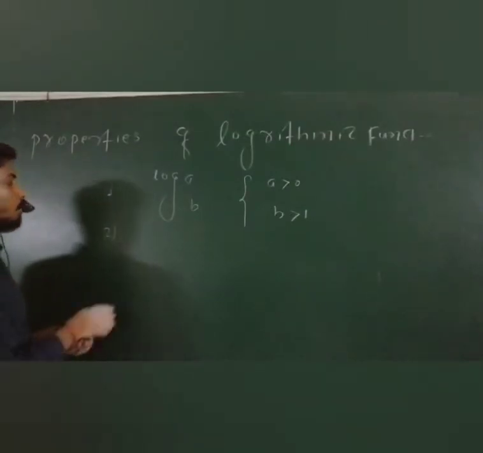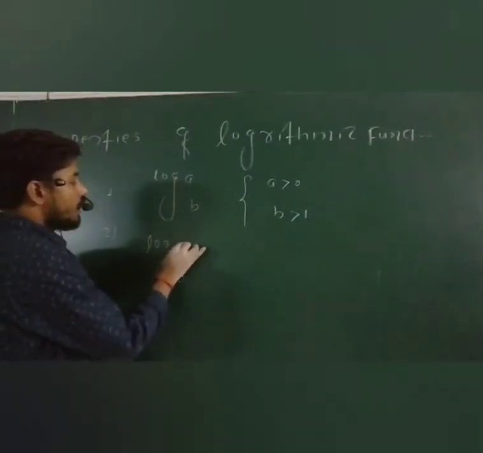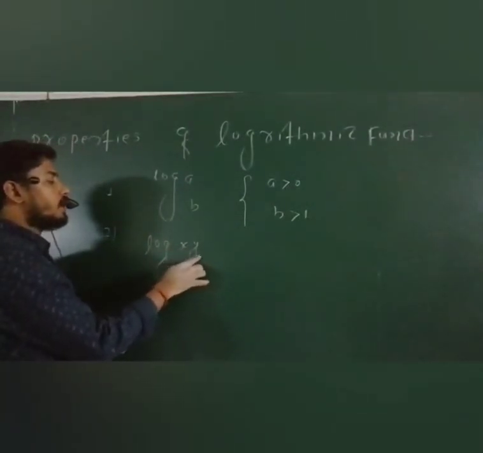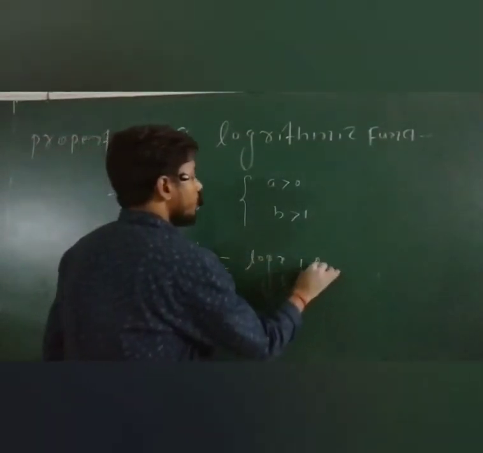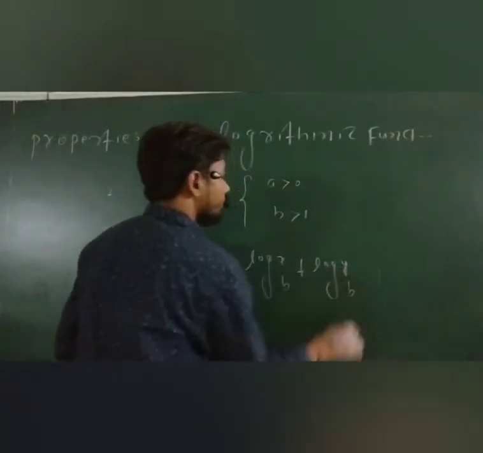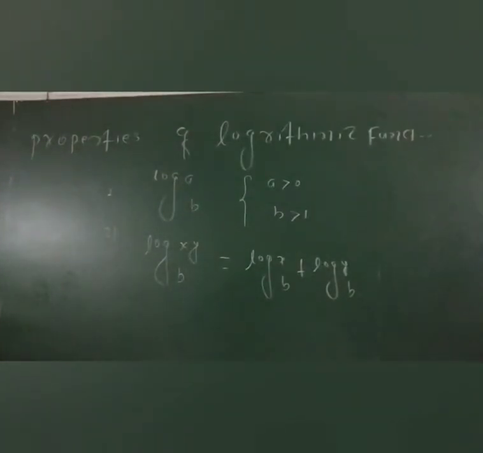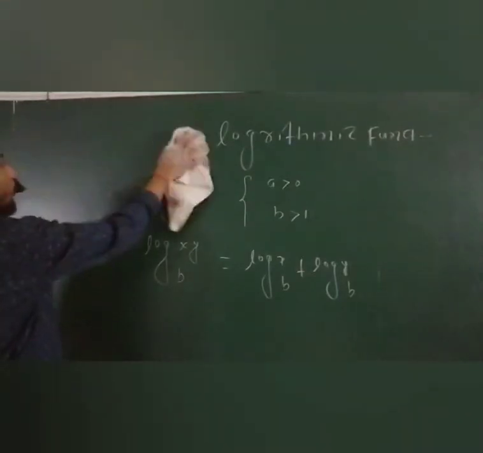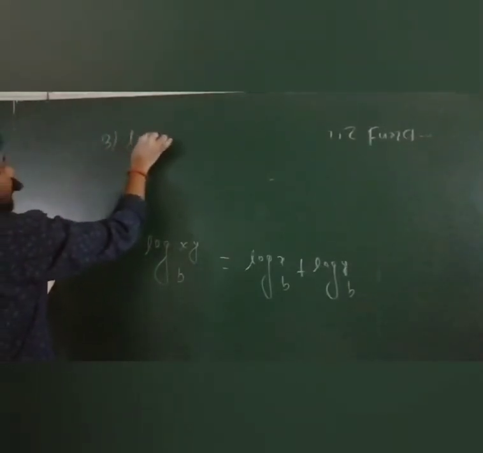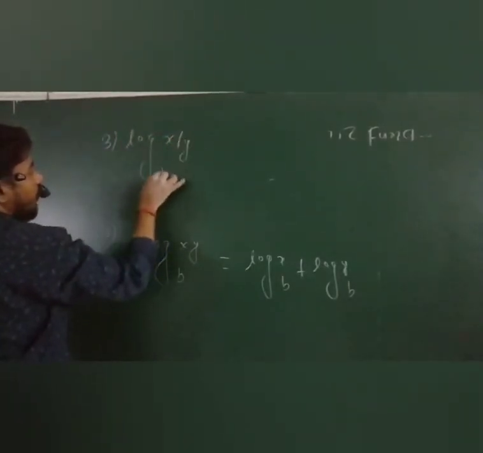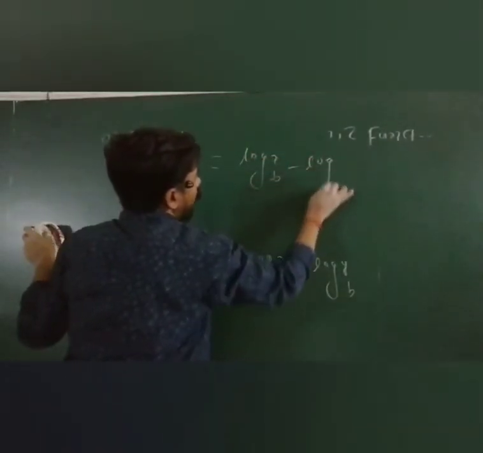Second property, property of product. Suppose that you have log xy with base b. So here arguments are in multiple, so you can write it like that: log x base b plus log y base b. Getting my points? This all will help us during solving numericals. Similarly, we can take properties of division. See, log x/y with base b becomes log x base b minus log y base b.